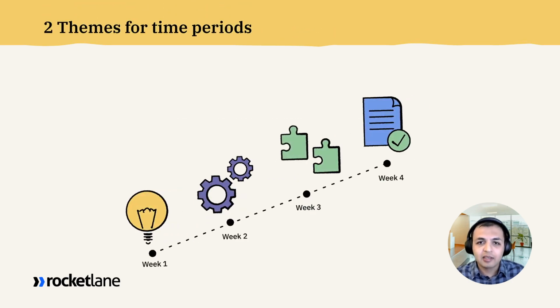The second thought is give different themes for different time periods of your project plan. So if you like to break down your project plan into weeks, for example, then maybe week 1 is just about ensuring that the goals are decided. Week 2 may focus on the basic setup and configuration. Week 3 may be all about integrations and customizations. Week 4 could be about review and training, right?